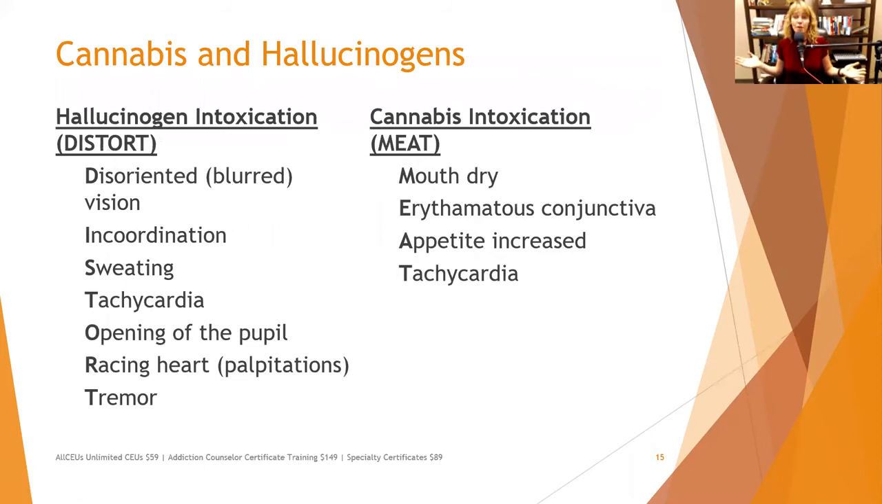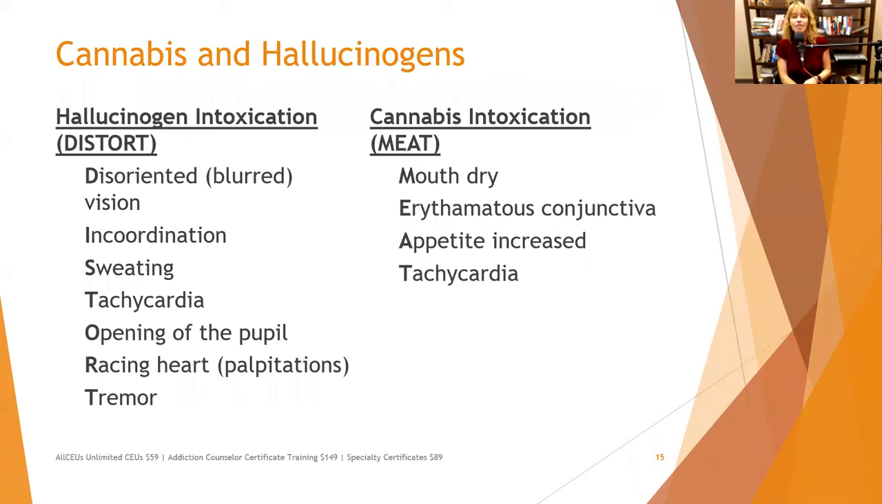So hallucinogens and cannabis. Hallucinogens, the mnemonic is distort. They may have distorted vision. It's kind of blurred, hazy, wavy. They may be uncoordinated, sweating, have a fast heart rate, which is tachycardia. Again, their pupils may be wide open and really not responsive to light. They may have racing heart or heart palpitations where it feels like their heart's going to beat out of their chest. And it may even be at a semi-normal rate, but it feels like it's going to beat out of their chest. And they may have hand tremors when they're intoxicated with hallucinogens.